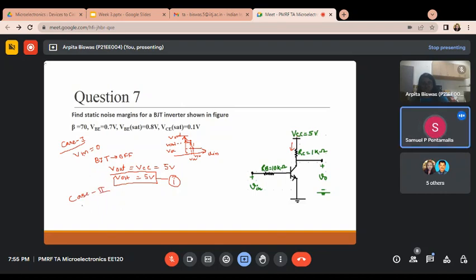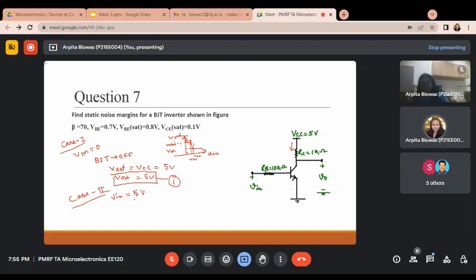Case 2. What is case 2? In the first case, V input is equal to 0. Now, in the second case, we are going to calculate the output voltage, V output low. In that case also, V input is 5 volt.